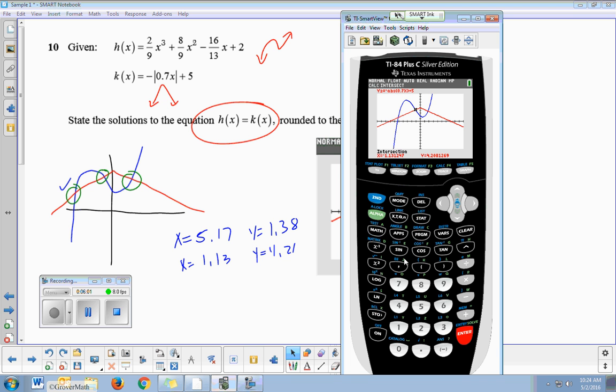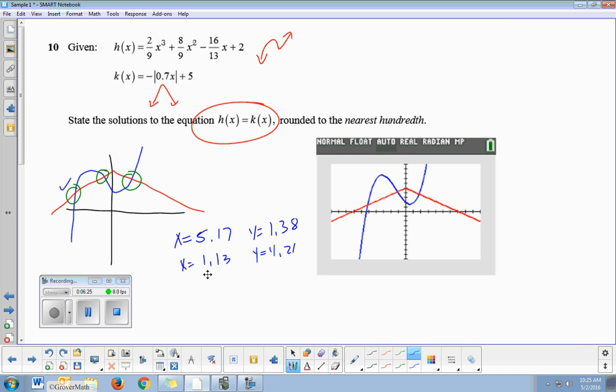And one more. So second calc 5 for intersection. Move over to this one. Now those should have been negative, but let me go back and check that a second. So enter, enter, enter. This is 1.75 and 3.77. And I just want to go back and check those.